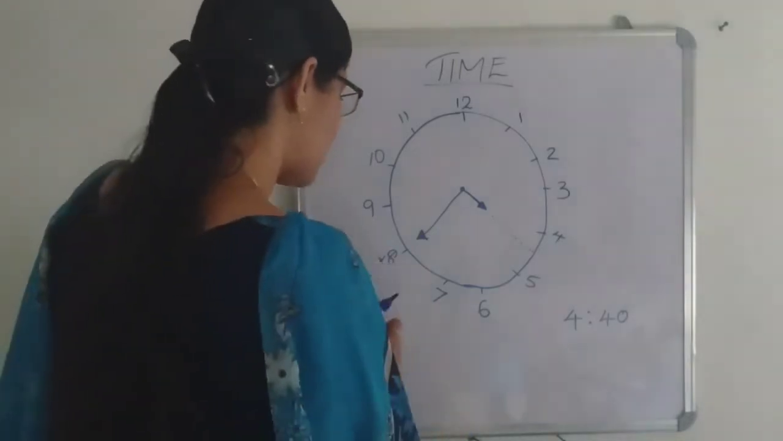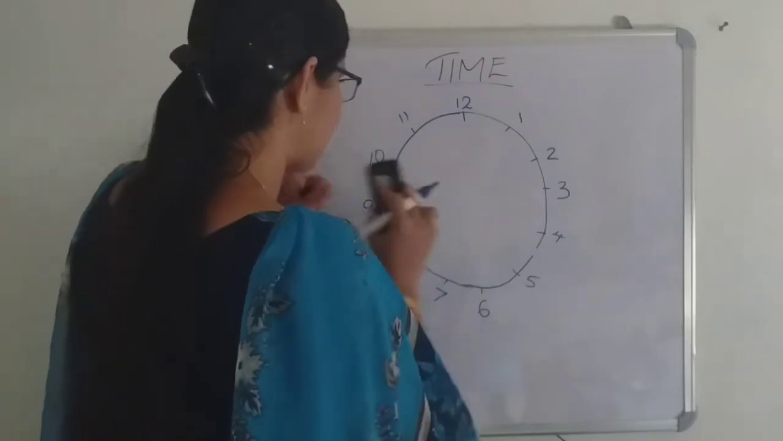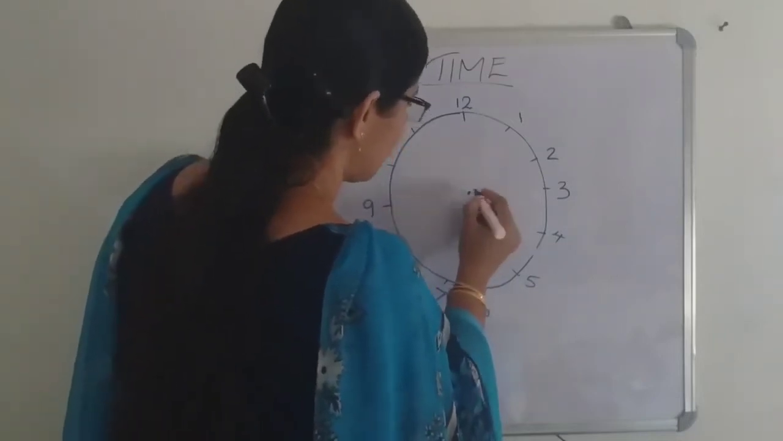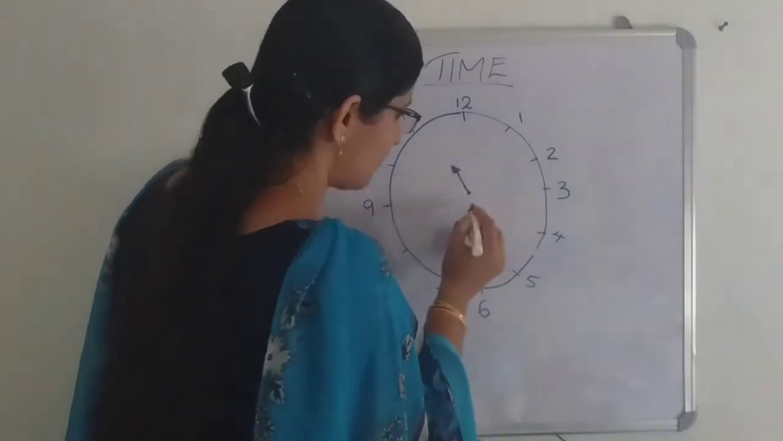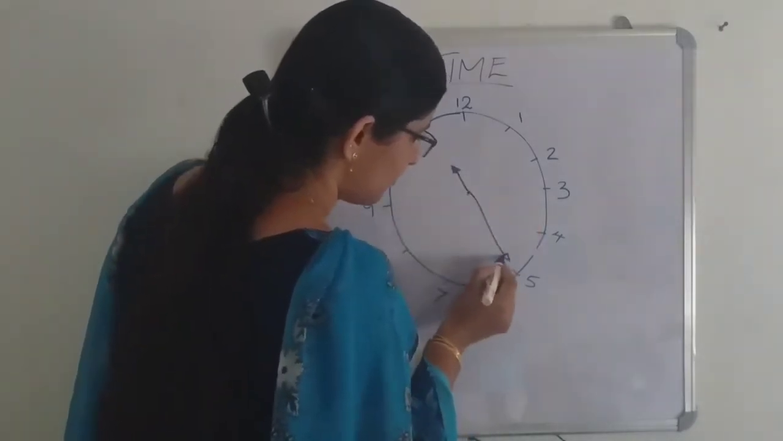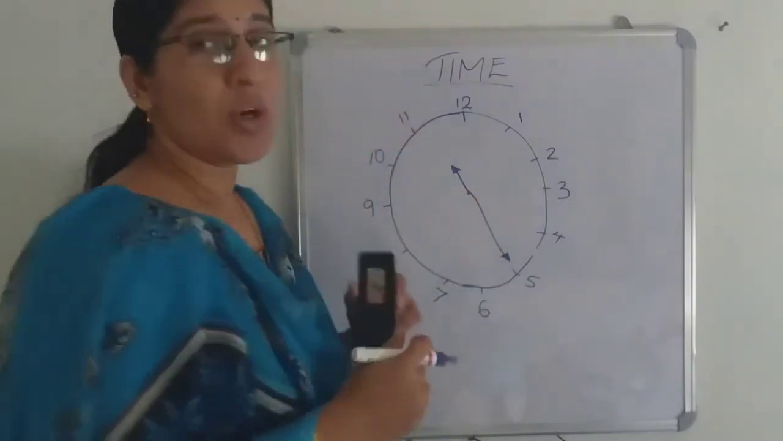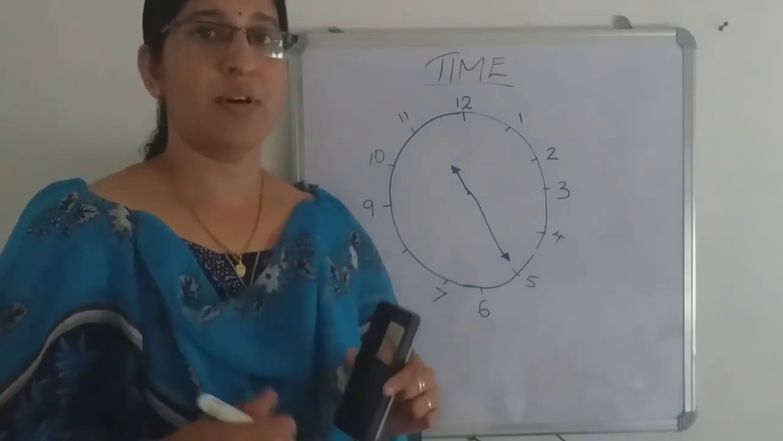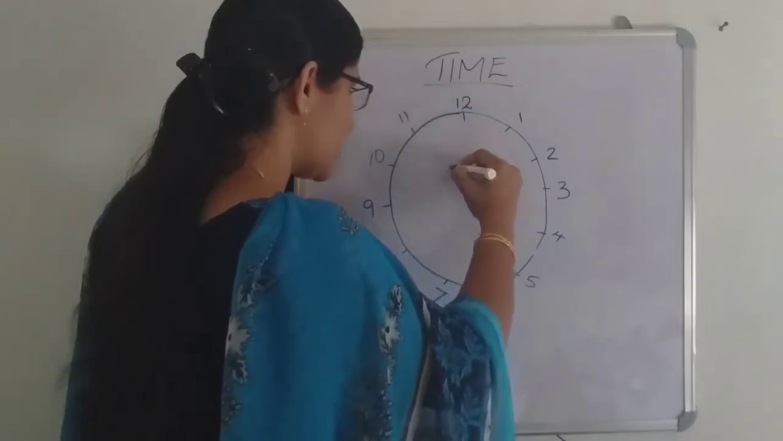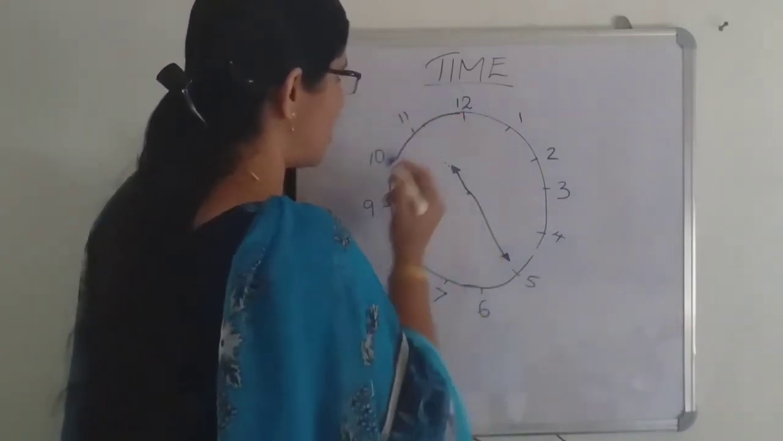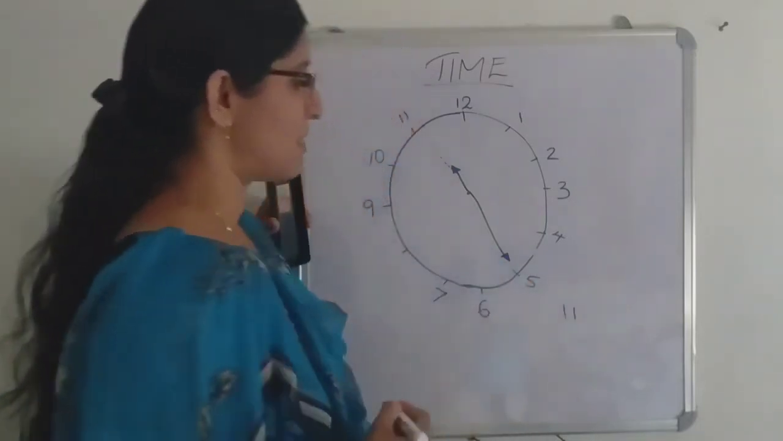Clear? Okay, one more example. Shorthand and long hand. So how will we start saying this time? What do we do first? Yes, look here. The shorthand is in between 11 and 12. So we need to take the smaller number, 11. So the hour is 11. Shorthand means hour.